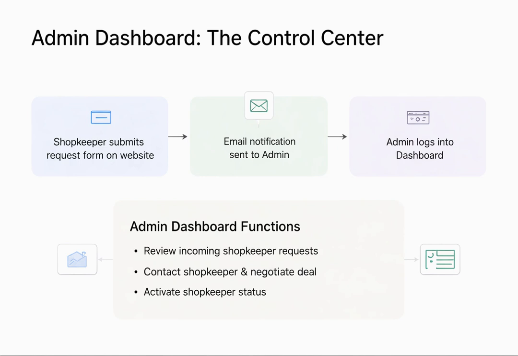Here's how it works. A shopkeeper visits the website and fills out a request form. The moment that form is submitted, an email notification lands in the admin's inbox. The admin then logs into the dashboard, reviews all incoming requests, and decides what to do next. The admin contacts the shopkeeper manually. This is a human-to-human negotiation step, and they agree on a deal, such as a yearly flat charge or a percentage cut from every order.